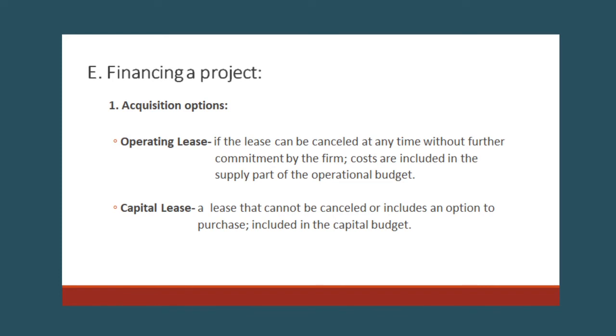So acquisition options include operating lease and capital lease. Speaking of operating lease, if the lease can be cancelled at any time without further commitment by the firm, costs are included in the supply part of the operational budget, and it is considered as operational. While capital lease is a lease that cannot be cancelled or includes an option to purchase, and is included in the capital budget.